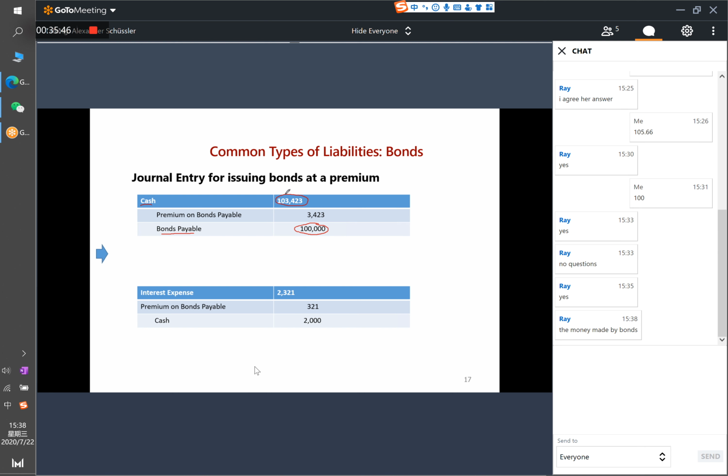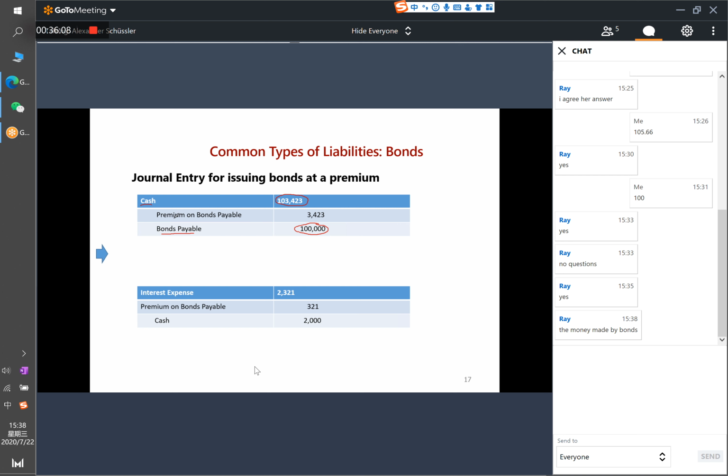Yeah, and here you see how the journal entry is. Yeah, you debit cash, and you credit bonds payable, and you also credit premium on bonds payable.